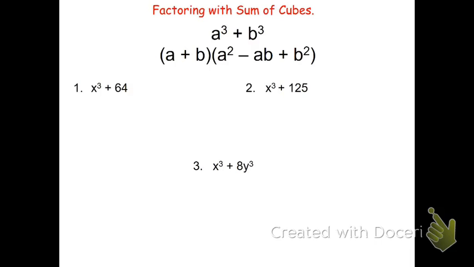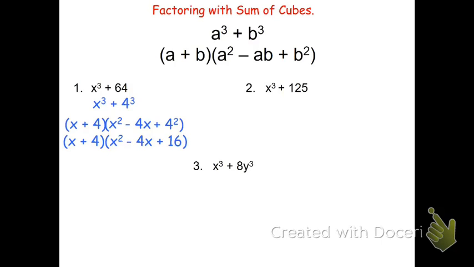All right, so let's take a look at a couple examples. We're going to start number one by rewriting it as cube numbers. I know that 64 can be rewritten as 4 cubed. So this is really x cubed plus 4 cubed. Substituting it into my rule, I'll see that it's the quantity x plus 4 times x squared minus 4x plus 4 squared. So it's going to look like this. Now to simplify it, I can simplify that 4 squared and say that's 16. So this becomes the quantity x plus 4 times the quantity x squared minus 4x plus 16.